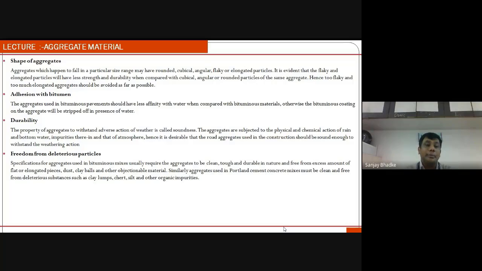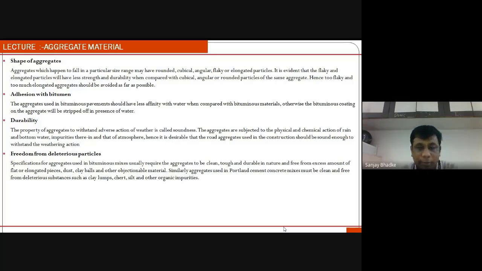Then adhesion with the bitumen. The aggregate used in the bitumen pavement should have a low affinity with water when compared with the bituminous material. Otherwise, the bitumen coating on the aggregate will be stripped in the presence of water.